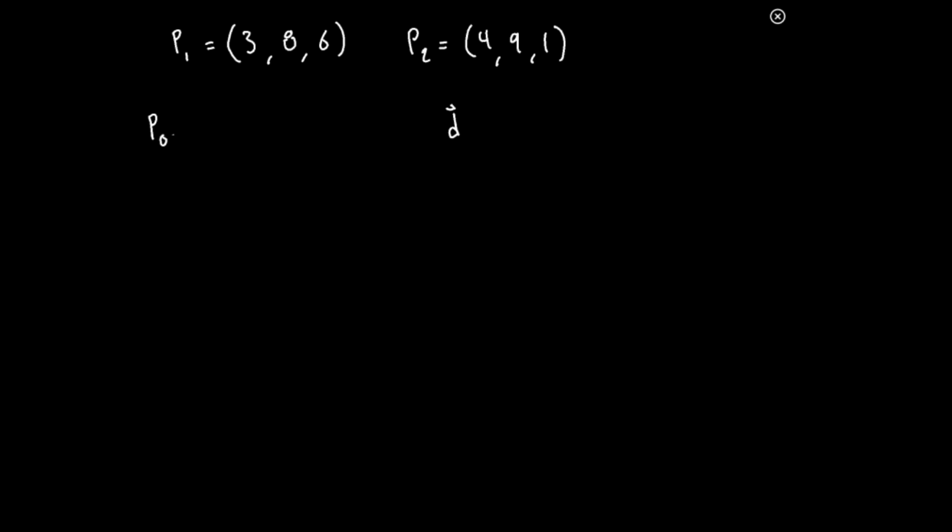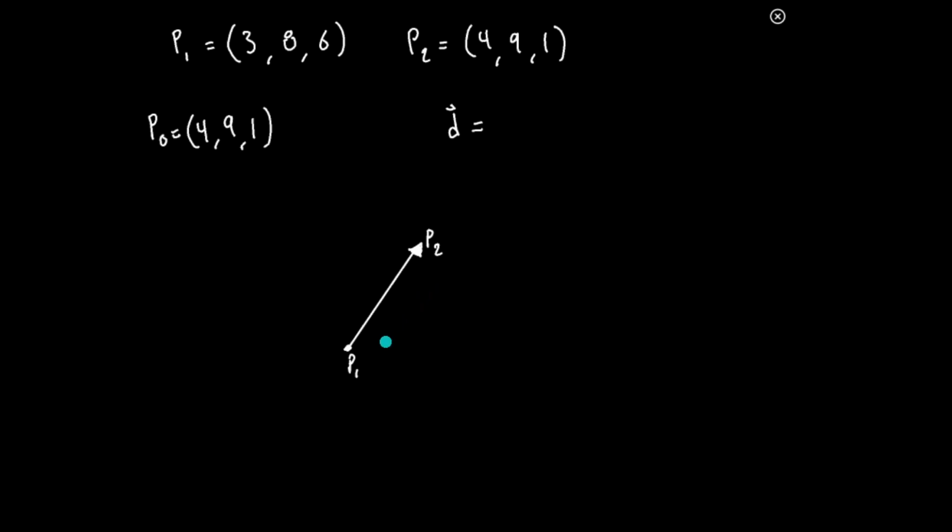So P naught is super easy. We just need to pick one of these points that we have. We're given two of them, we just need one. So you know what? Just for kicks, I'm going to pick the second one, 4, 9, 1. Great. Now D is a vector, and a vector that's along the line. Well, a vector has a starting point and an ending point, right? And one vector that is along the line starts at P1 and ends at P2.